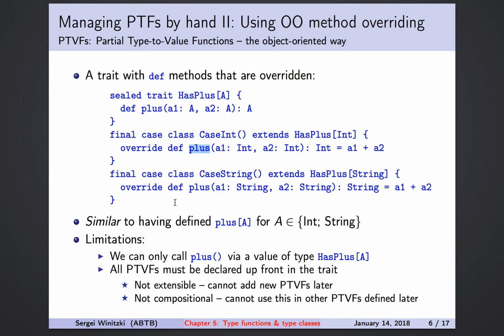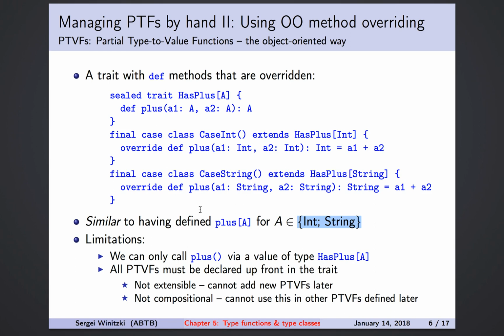So this code is quite similar to having defined a function plus with a type parameter A, having this type signature, except that A must be from this type domain. It's not quite the same as having defined such a function directly, because plus doesn't have a type parameter, and we can only access it by first creating a value of this type and then doing that value dot plus. So because it's a def method, there must be this syntax, value dot plus.